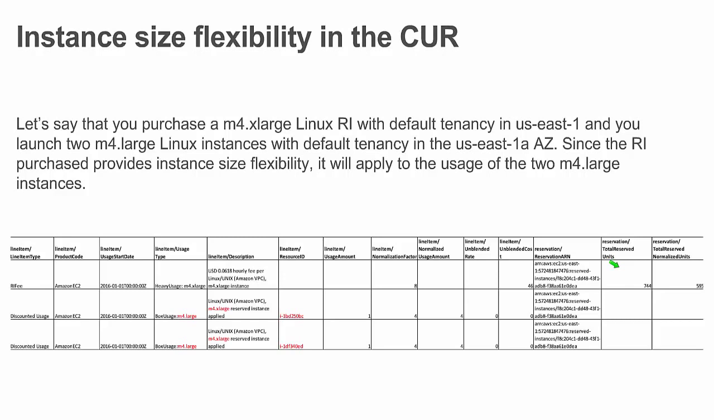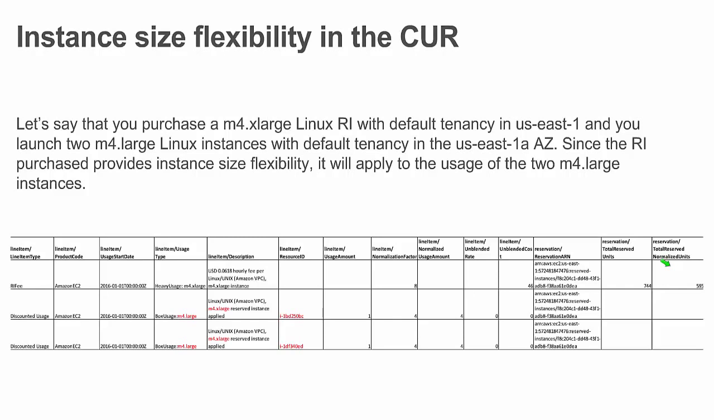This RI provides a billing discount every hour of the month, and this is shown as the total reserved units column, which is equal to 744, or 31 days times 24 hours in a day. Since the RI provides 8 normalized units, as it's an M4 extra large RI, this RI provides a total of 5,952 reserved normalized units in the entire month, which is basically 744 times 8.